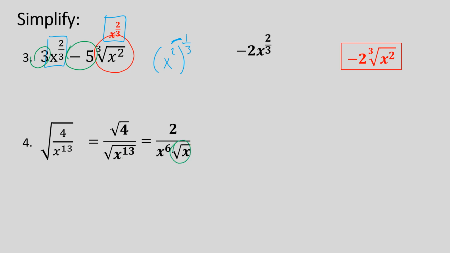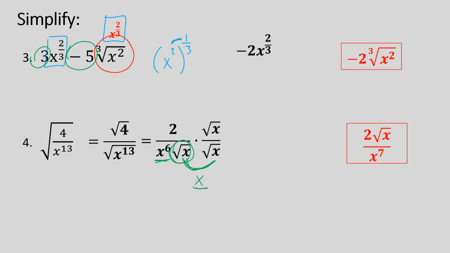This is not allowed, which means we need to simplify it, we need to rationalize it, and we're going to do that by multiplying the top and the bottom by that radical x. That's going to give us another x on the bottom. That's going to combine with this x to the 6 over here. So now on the bottom we have x to the 7th, and on the top we have 2 radical x.